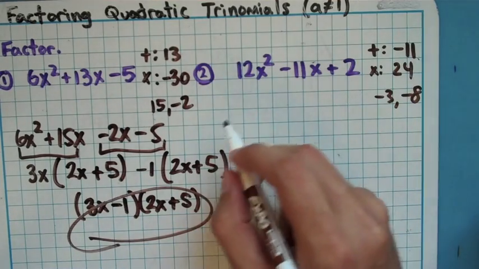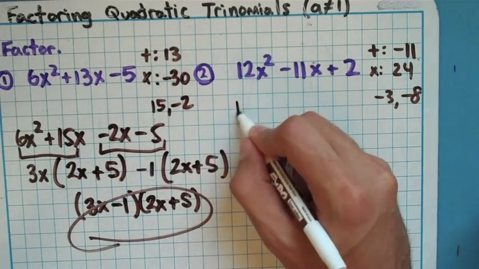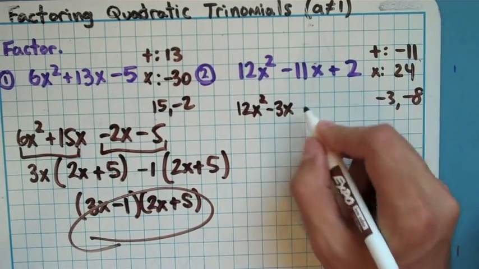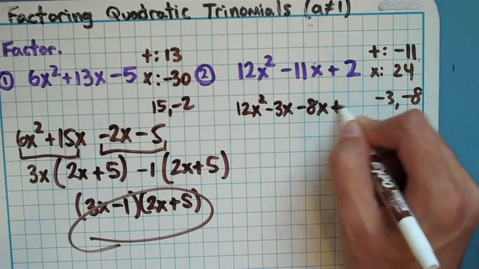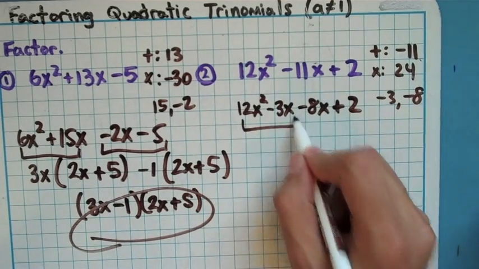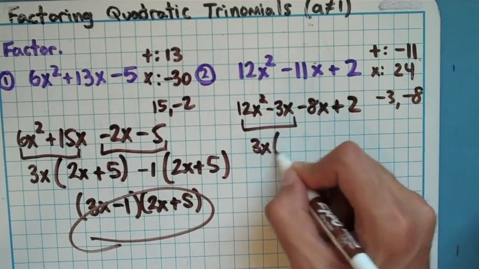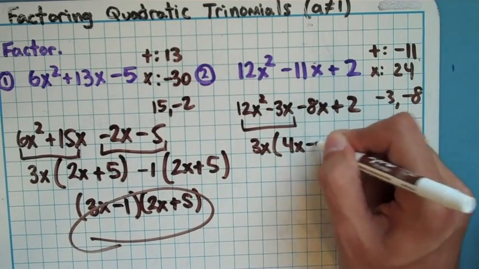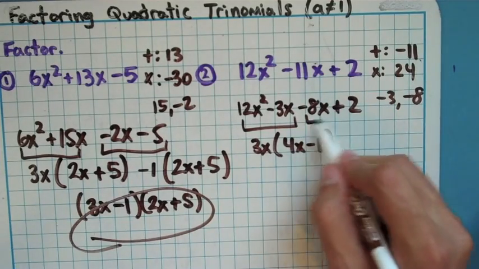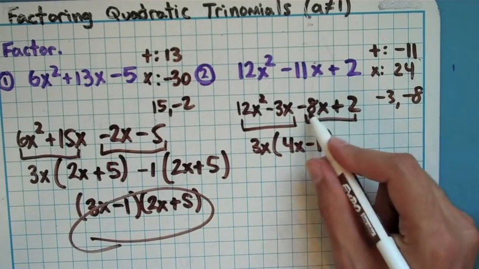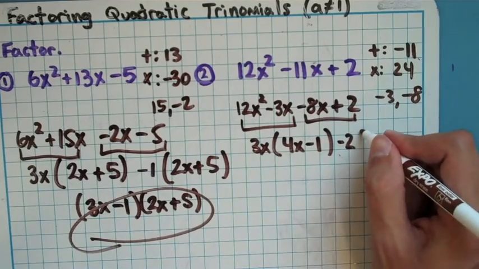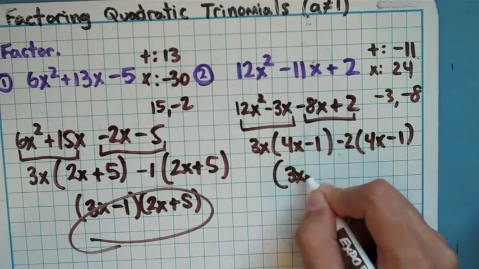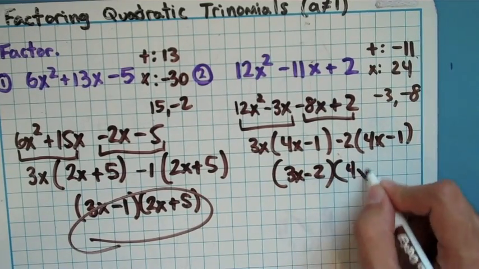Once I have my numbers in place, I'm going to go ahead and split up my problem. 12x squared minus 3x minus 8x plus 2. And I'm going to do my process now. I can take a 3x out of this, and when I do, I have 4x, -3x divided by 3x is just -1. And on these, I can take out a 2. I'm going to make it a -2 because of my variable there. And I'm going to get 4x minus 1 here. My final answer, 3x minus 2 times 4x minus 1.